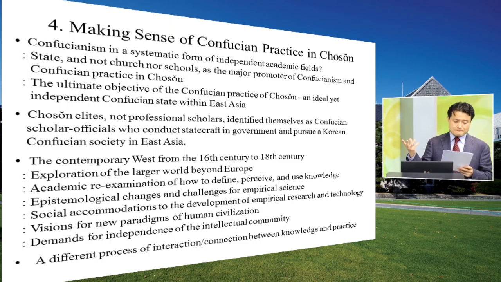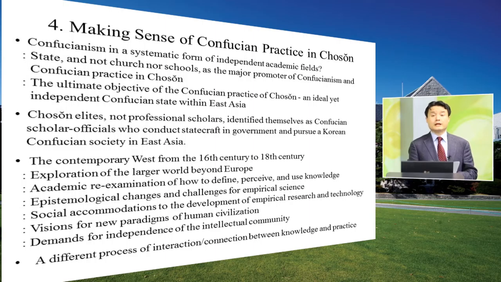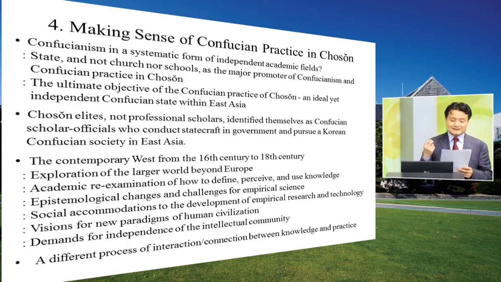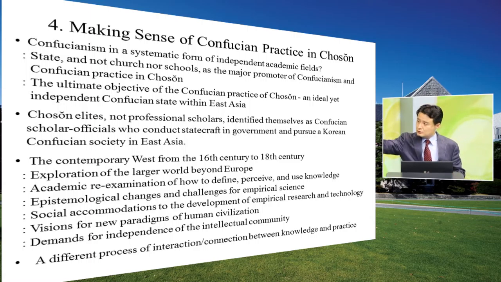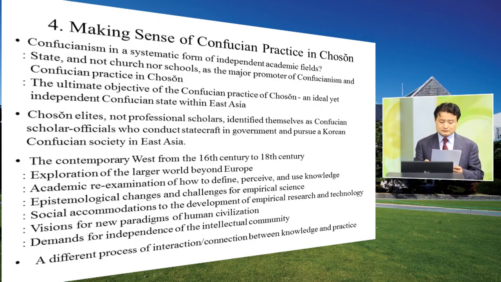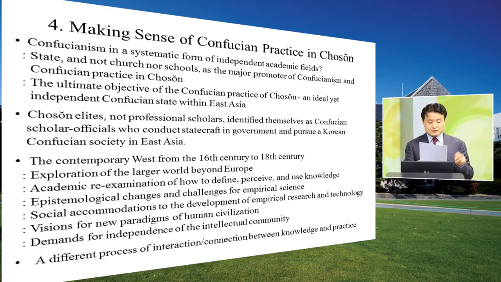Then what about purpose? The ultimate objective of Confucian practice in Joseon was to establish and maintain an ideal yet independent Confucian state within the Sino-centric world system of East Asia. Then what about the Joseon elite? Joseon elites, not professional scholars as in the case of the West at the time, identified themselves as Confucian scholar officers, not just scholars, but scholar officers who conducted statecraft in government and pursued a Korean Confucian society within East Asia.